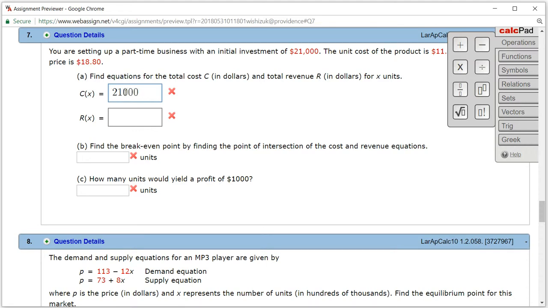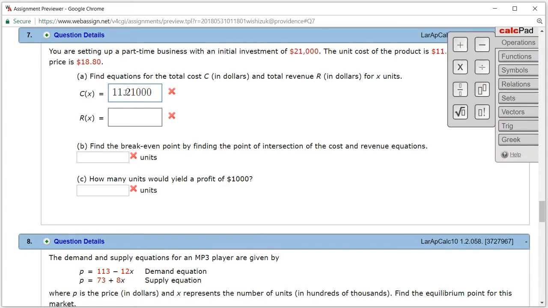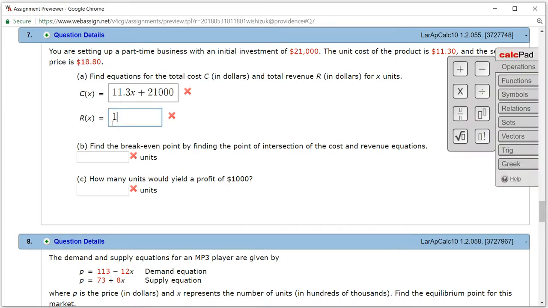Adding on to that, the variable cost is going to be 11.3 per item. So it's going to be 11.3 times X plus 21,000. That will be the cost. But the revenue is, since the selling price is $18.80, you just have to multiply 18.8 by X.